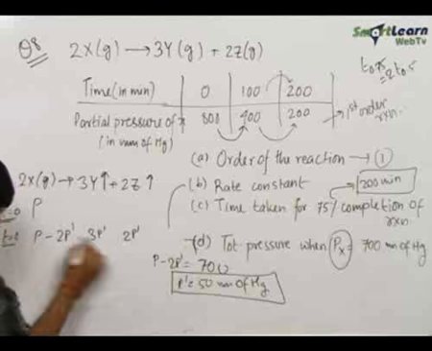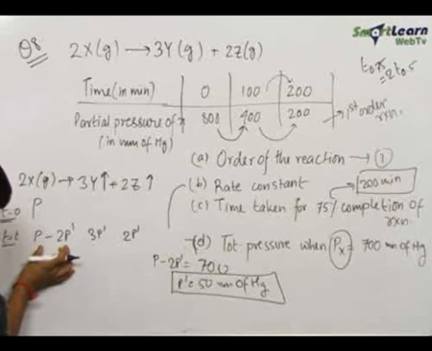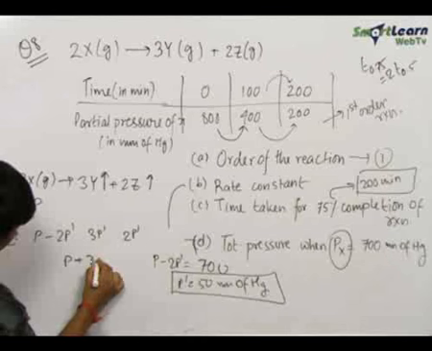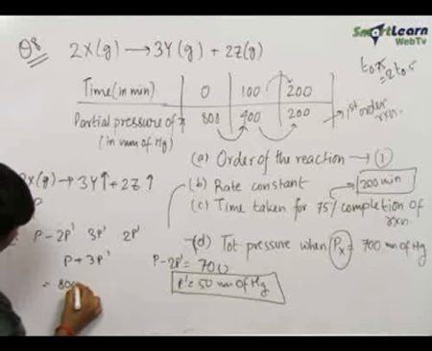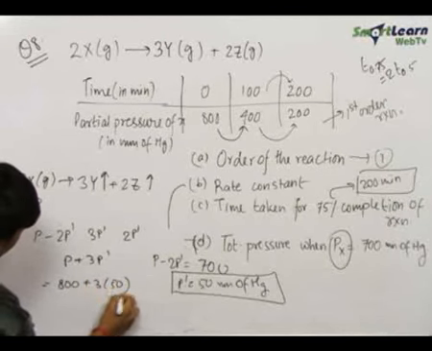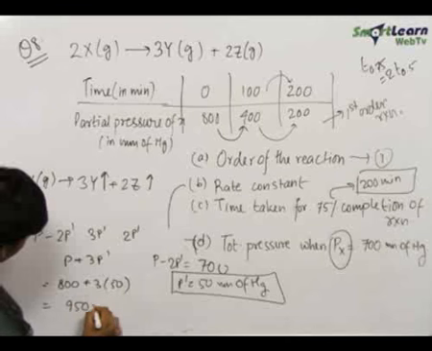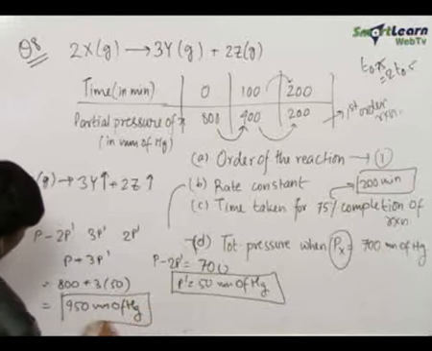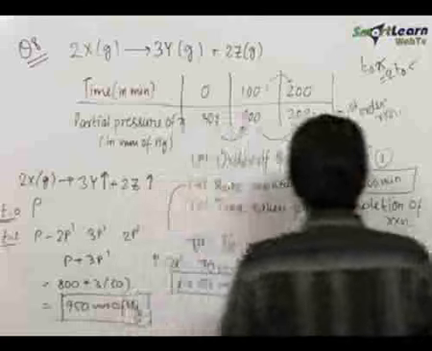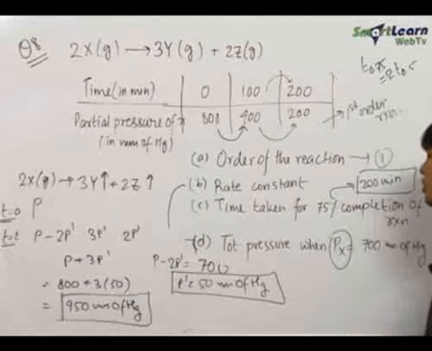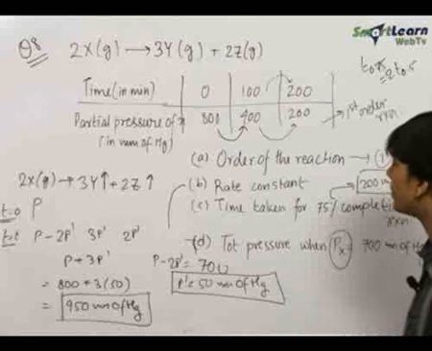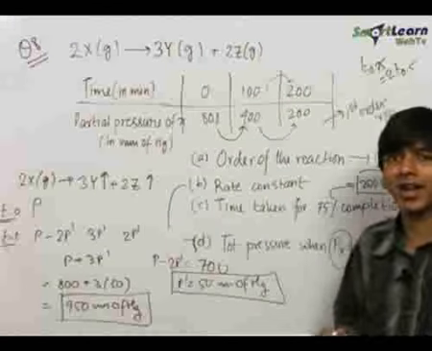Now the total pressure as we see is P minus 2P dash plus 3P dash plus 2P dash, that is equal to P plus 3P dash. This is equal to 800 plus 3 times 50, that is equal to 950 millimeters of Hg. So the final answer for the total pressure when Px is equal to 700 millimeters of Hg comes out to be 950 millimeters of Hg, and thus we get the answer for all the parts just by simply looking at and analyzing the data.